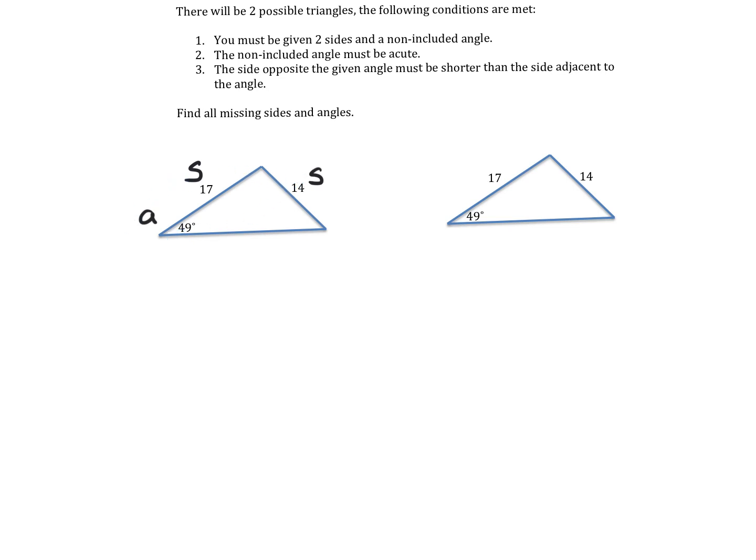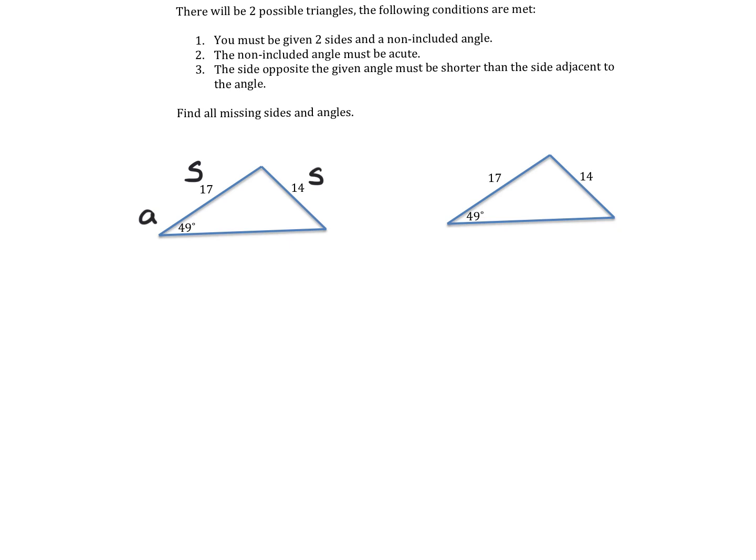The next thing is that the given angle must be an acute angle. So the angle that we're given here is acute, it's less than 90 degrees. And the last is that the side opposite the angle given must be shorter than the side that is adjacent. So this triangle satisfies all three of those conditions.